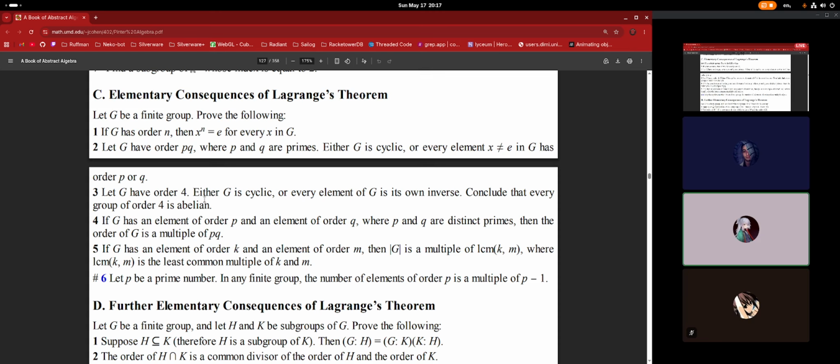Yes, and that means that if H is equal to G, then there's only one coset possibly, right? Yes. But why does that need to be cyclic then? Why does it need to be cyclic?